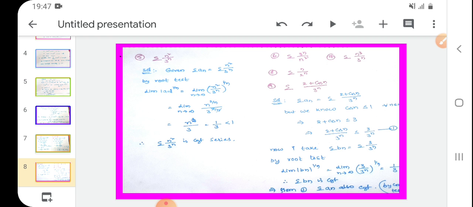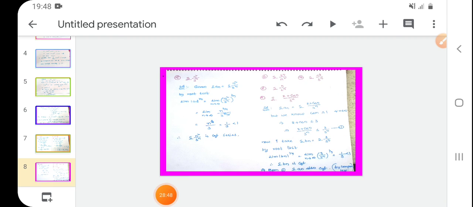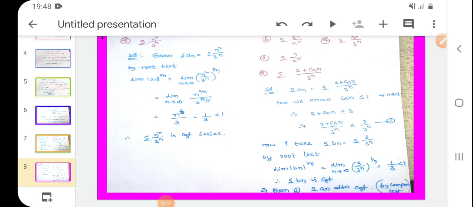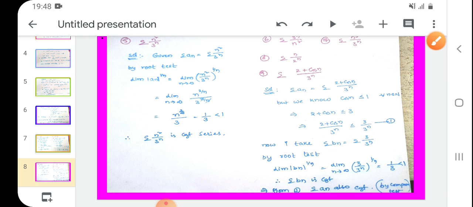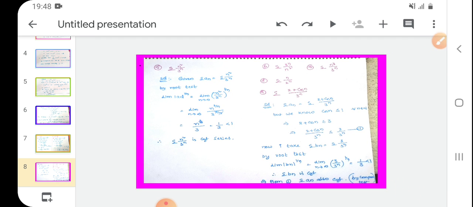Okay, next, now see the last line. What is the limit value here? 1 by 3, less than 1. So summation bn is convergent. That implies, from the earlier inequality, (2 plus cos n) by 3 power n is less than or equal to bn. By the comparison test, what do we write here? Summation an is also convergent. This is an example of the root test.